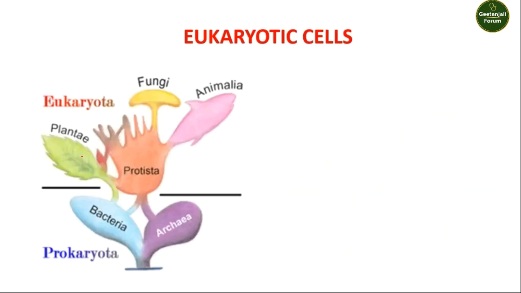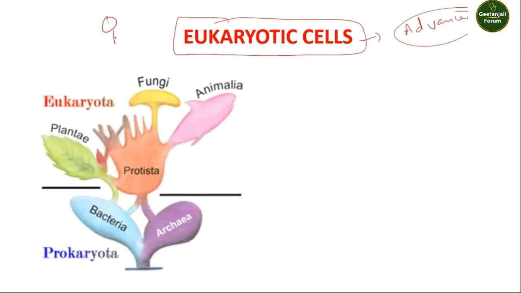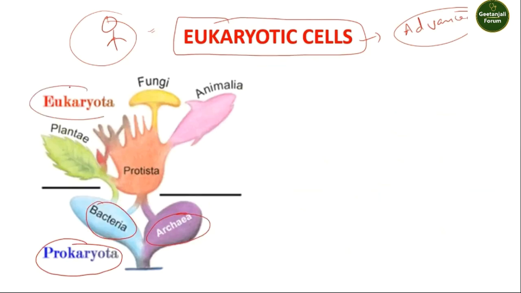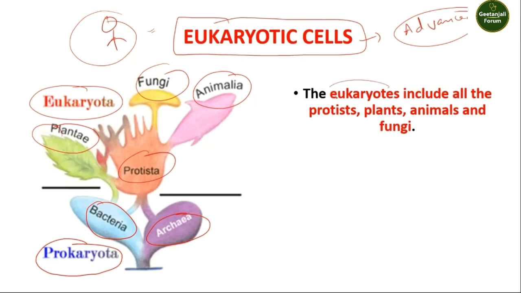Now next is the eukaryotic cell. The eukaryotic cells are the advanced cells and they are found in higher organisms. For example, in humans, the eukaryotic cells are found. All the animals have eukaryotic cells. So prokaryotic cell is found in bacteria and archaea, and eukaryotic cell is found in animals, plants, fungi, protista. All these have eukaryotic cells.